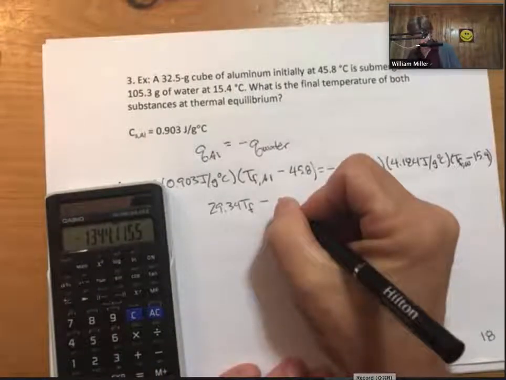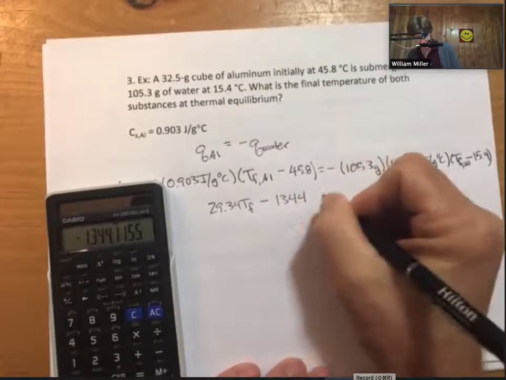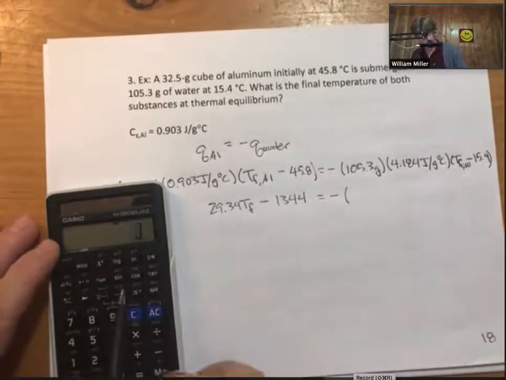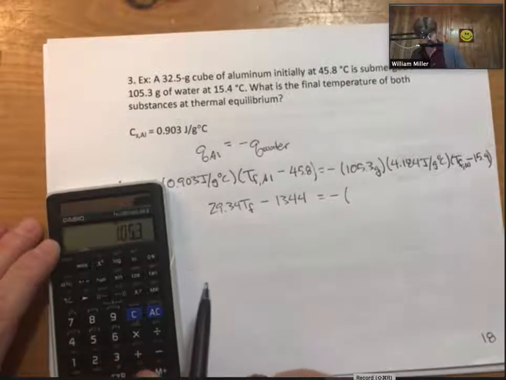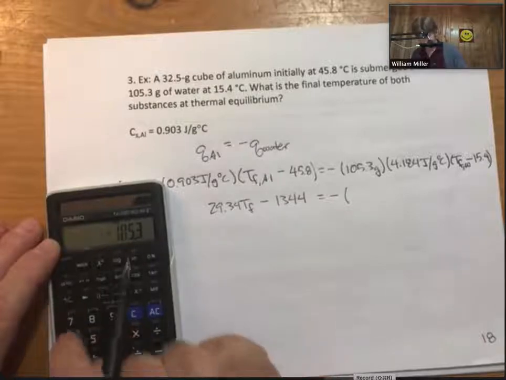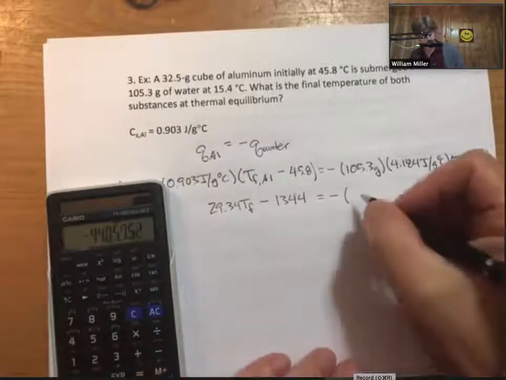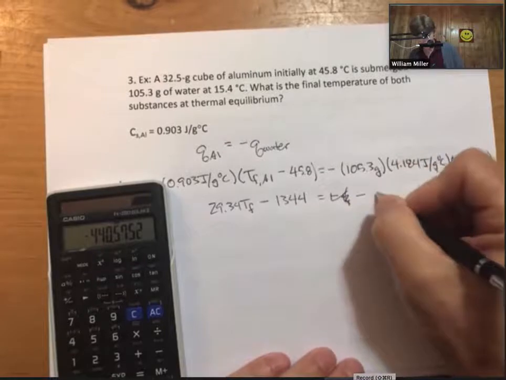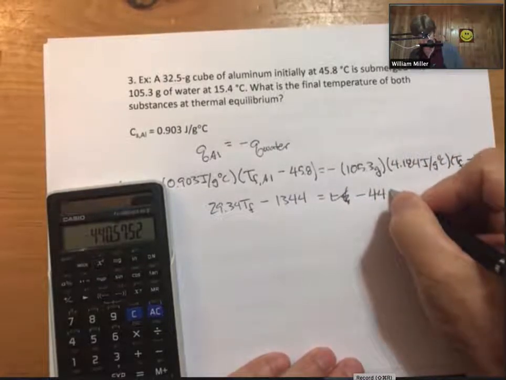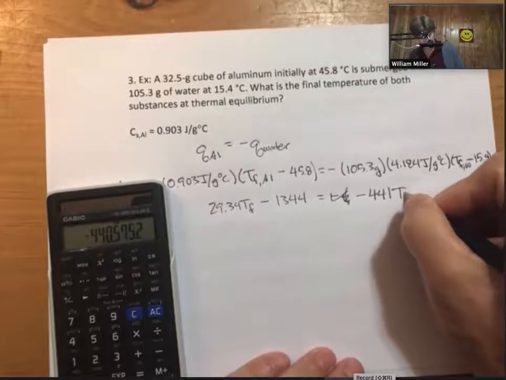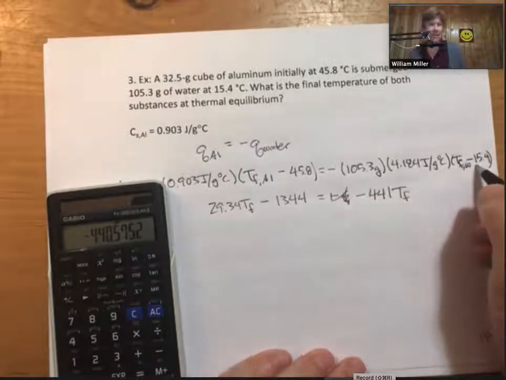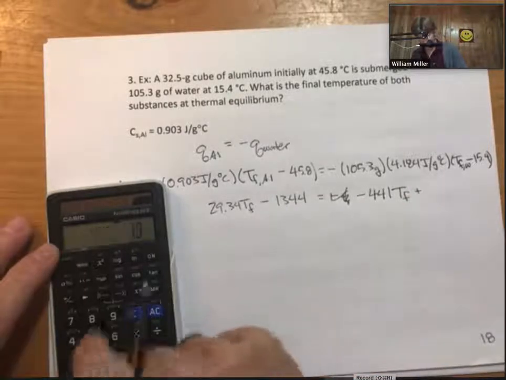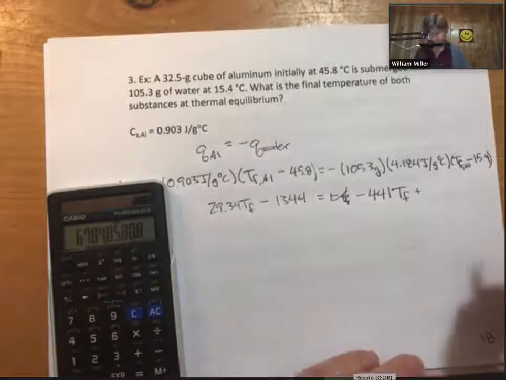I get 1344. Multiplying out here, minus times 4.84. I get minus 441 TF. I get a minus and a minus. Two minuses make a plus. Then I multiply that times 15.4. I get 6785.